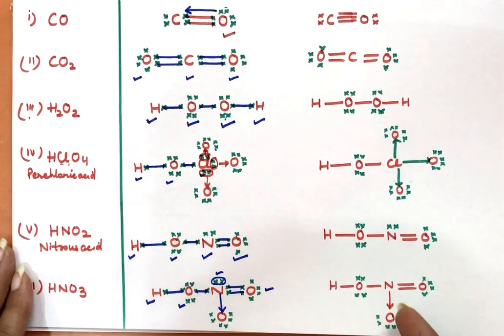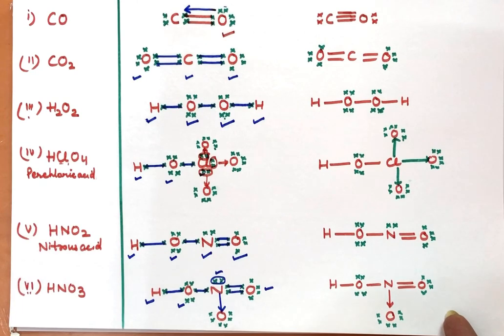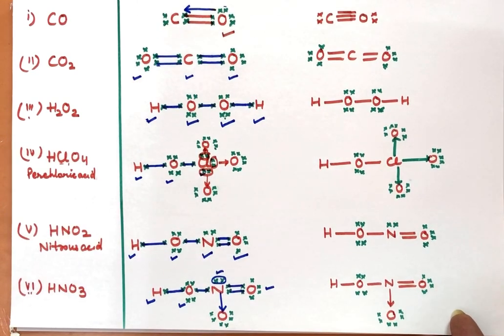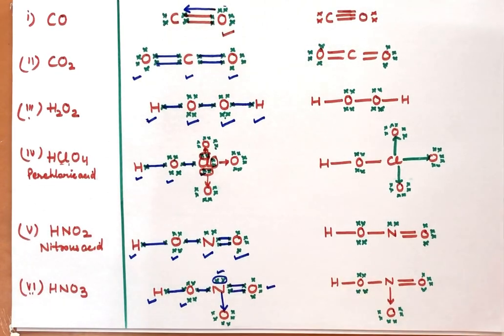So like this we can write the Lewis structure of any molecule or ion. For that we should know the coordinate covalent bonds also. So this topic is complete with this.